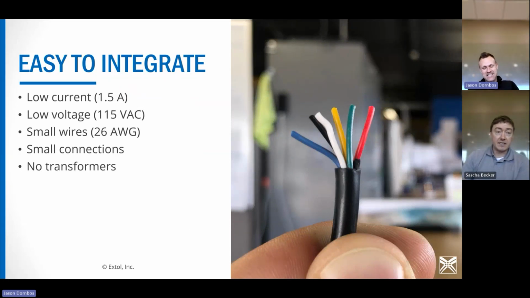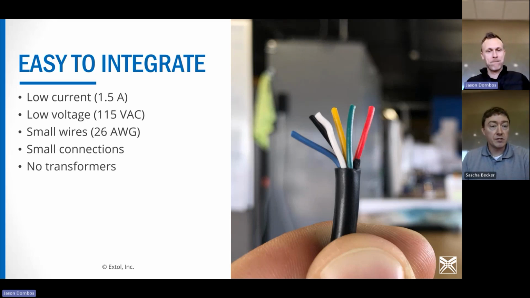NanoSTAKE, it's easy to integrate. If you want to compare it to impulse welding or impulse staking, where you have a current that impulses or pulses through your stake head, if you're familiar with that, you've got big transformers, lots of power, lots of amperage. You've got big, bulky wires.